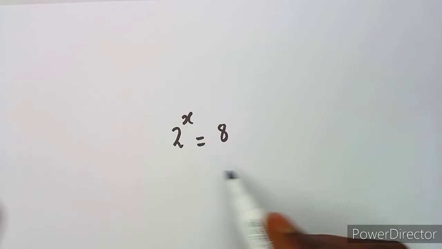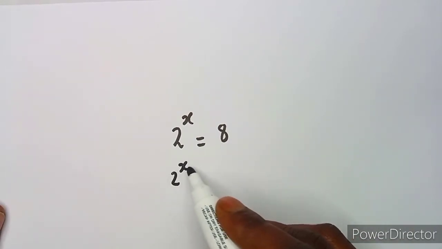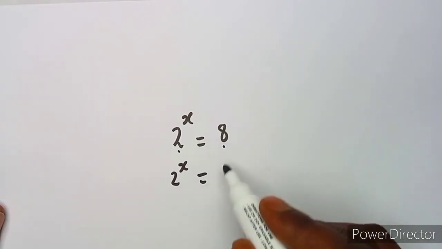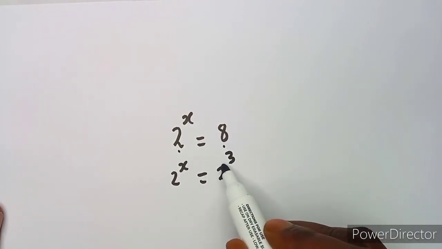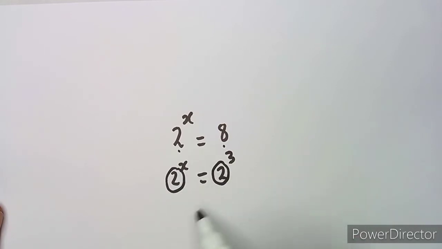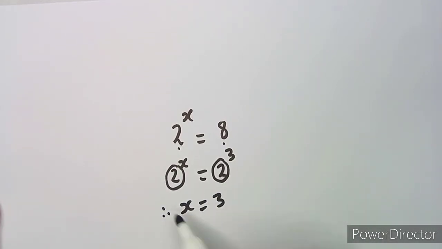In this particular section, we all understand that I can simply make these bases the same, the 2 and 8, whereby I can write 8 as 2 to the exponent of 3. And the moment that these two bases are the same, it means the exponents are the same. Definitely, x is going to be 3.